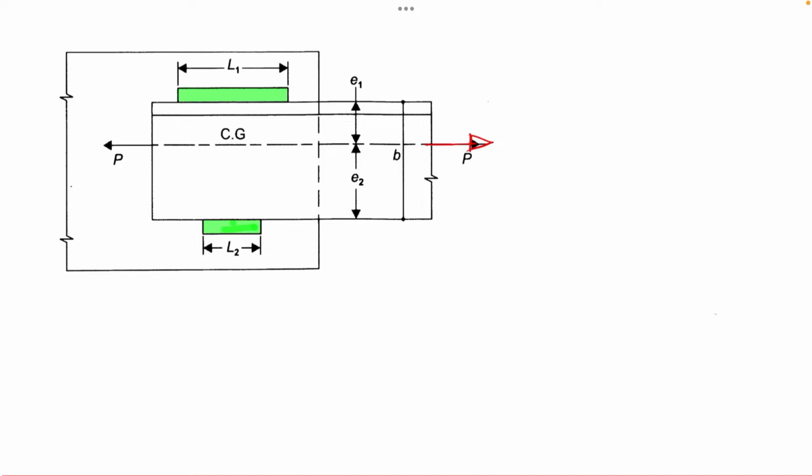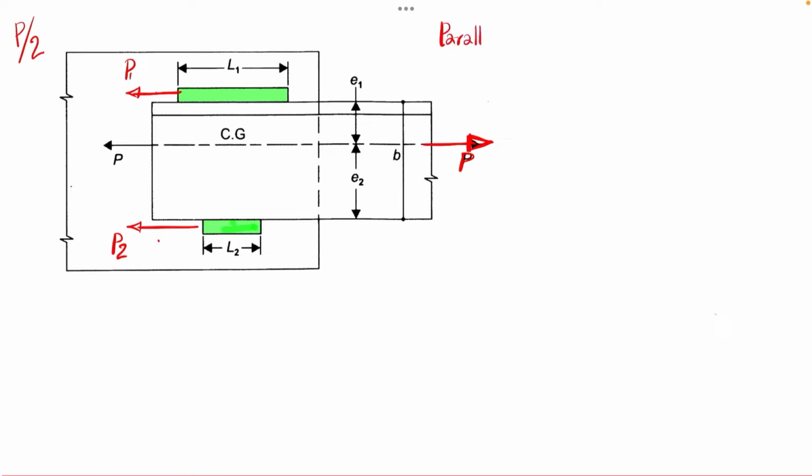Here I am applying a force P on this plate. If the weld lines were of equal length on the top and bottom, then the share of the load taken by both would be P by 2, but that is not the case. Here the load shared by the upper weld of length L1 and the lower weld of length L2 will be different. I will call the loads taken by these welds P1 and P2. P1 and P2 will be different because the lengths are different.